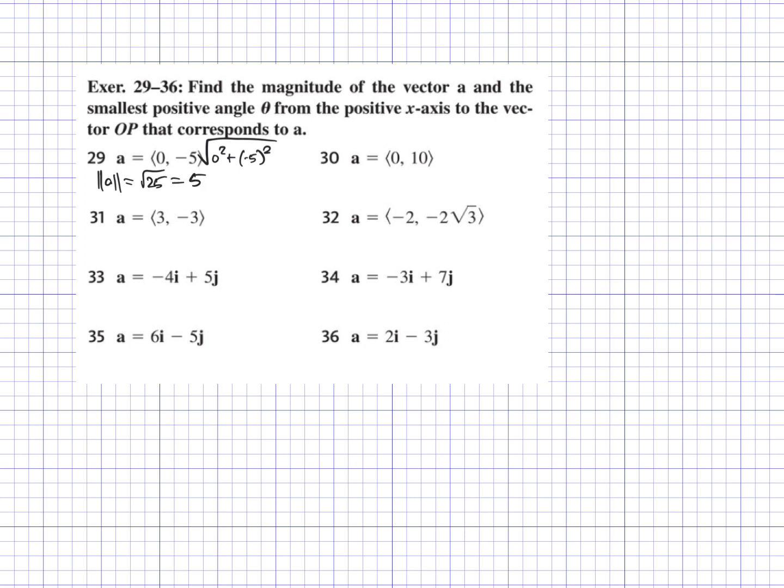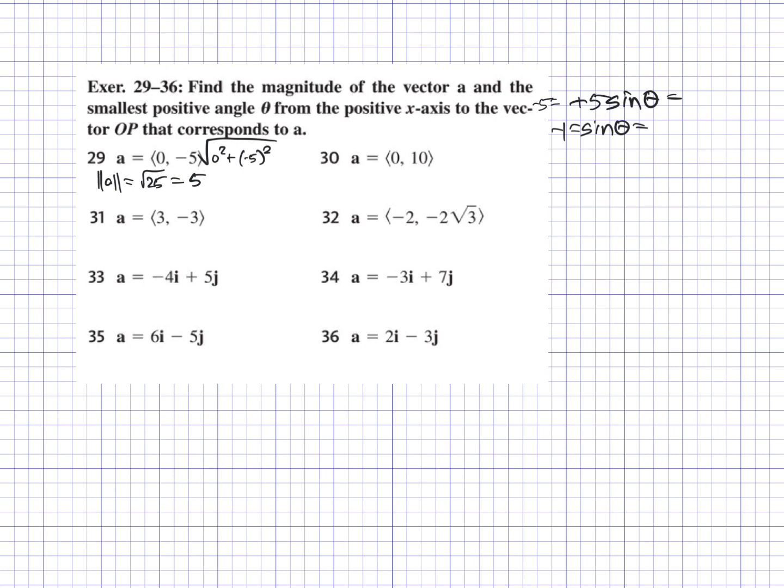All right, now, how do we find the theta again? You can use the horizontal component or the vertical component. So we can use the vertical component, -5 equals the magnitude, which is 5, times the sine of theta. Now we divide by 5, and we get -1 equals the sine of theta.